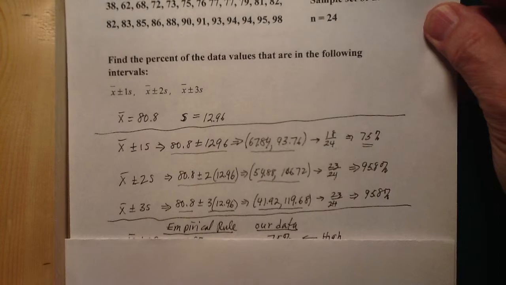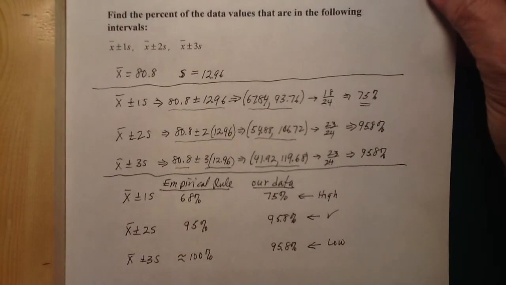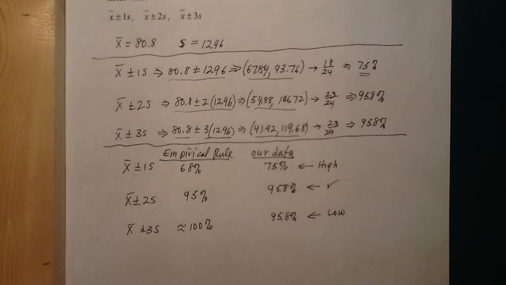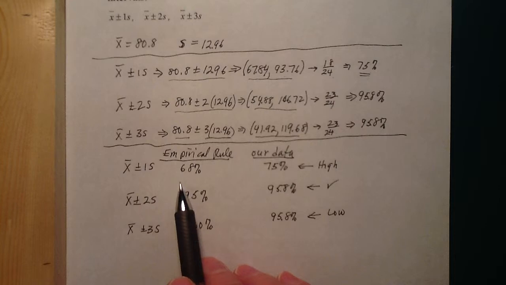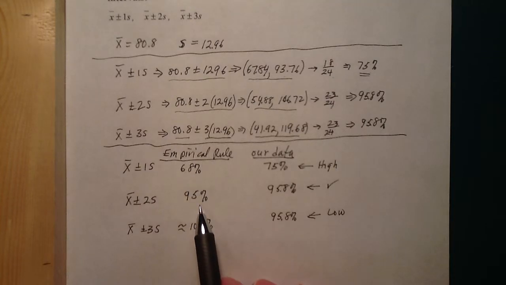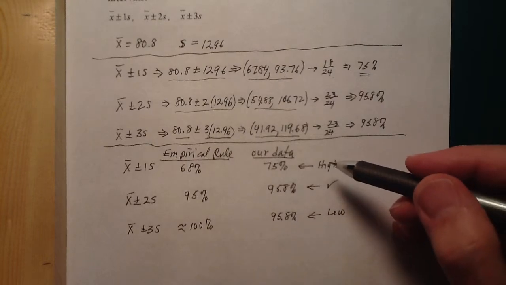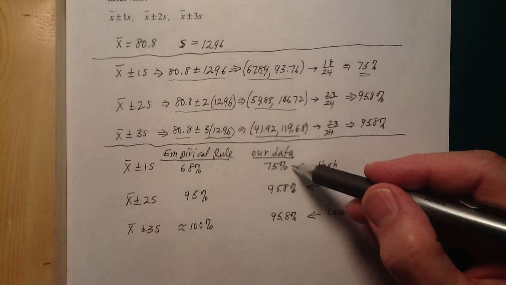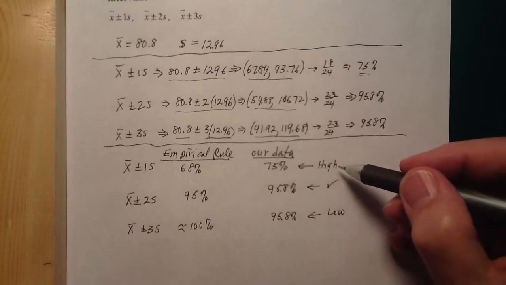So let's summarize what we just did here and compare against what the empirical rule says. So we know the empirical rule says that there should be 68%, 95%, almost all. Now, what do we get for our data? We got 75% of our data within the first standard deviation. That's a little bit high compared to the empirical rule.